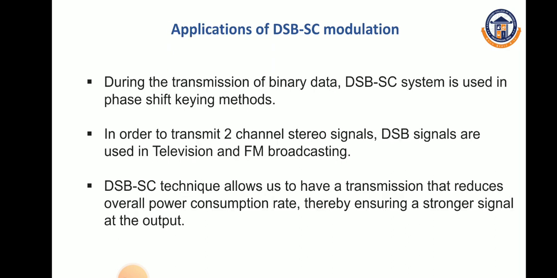And these are the three applications. During the transmission of binary data, the DSB-SC system is used in phase shift keying methods, and it is mainly used in television and FM broadcasting. DSB-SC signals allow a transmission that reduces the overall power consumption rate, so we can ensure a stronger signal at the output end and transmit it over a long distance.